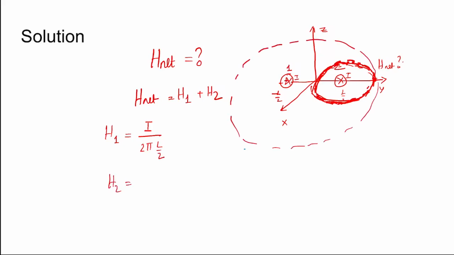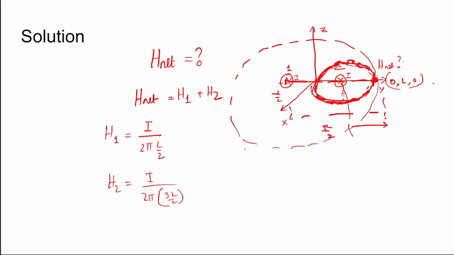So for H2 you take this enclosure, which is nothing but L by 2 plus L, right? Because this point is 0, L, 0, so you take I by 2 pi. So L plus L by 2 is 3L by 2. Take only the distances, not the signs, right? This is 3L by 2 and this is L by 2, right? Now, so the answer will be magnitude of H net equal to, because both are in the same direction, right?